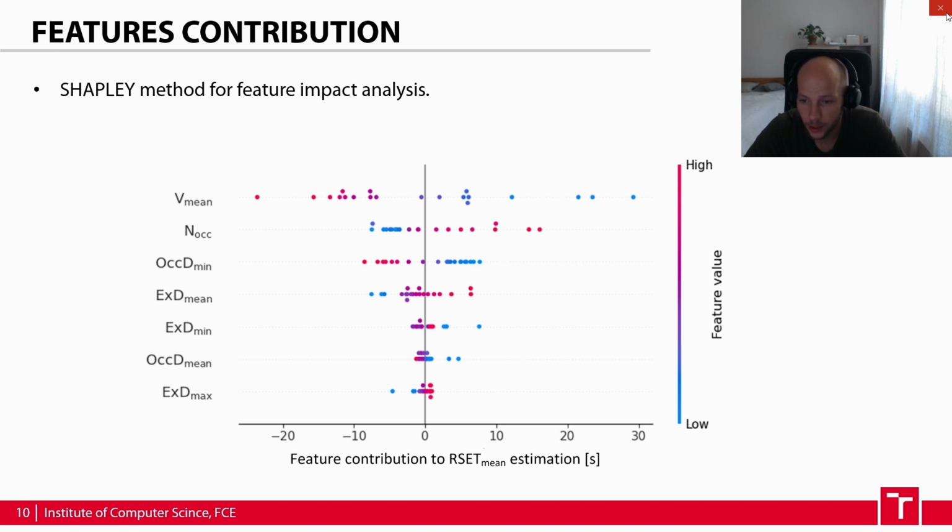A lower distance, which means high density, leads to higher RSET mean, which makes sense since higher density leads to lower walking speeds. As the mean distance to the exit increases, RSET mean also increases, so basically if occupants are farther away from the exit, they have higher RSET, so it makes sense. The last three features contribute the least to the estimation.